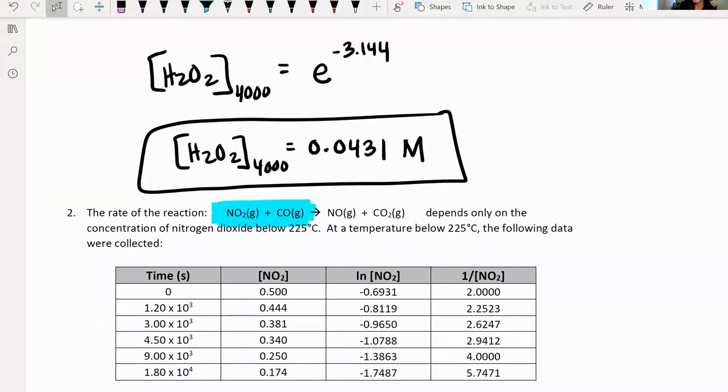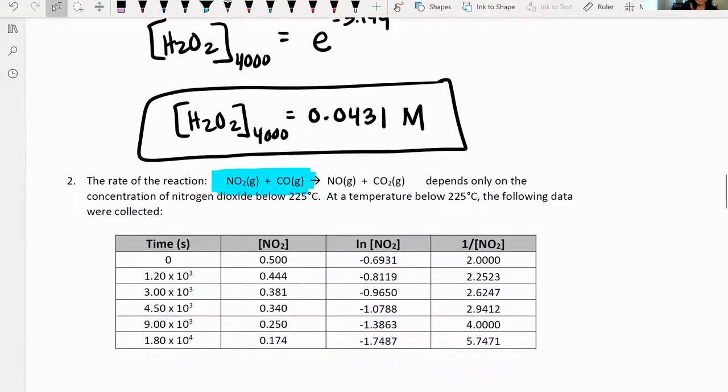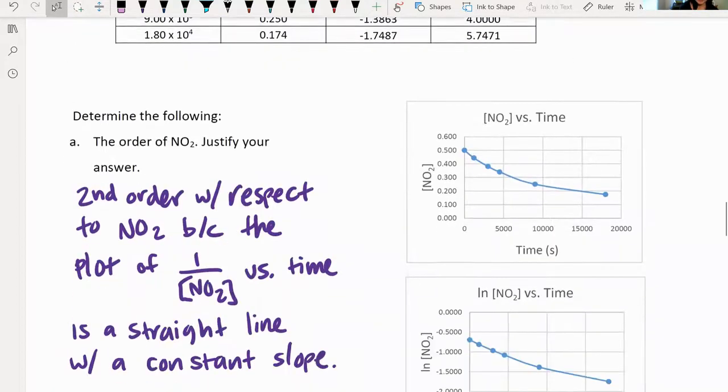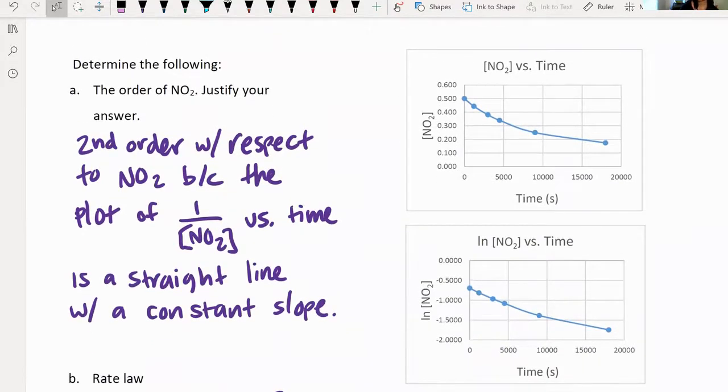The graph that produces the straight line is the one with the 1 over concentration, the reciprocal. That means it is second order with respect to NO2. So my answer for A would be, this is second order with respect to NO2, because the graph, or you can use the word the plot, of 1 over concentration versus time is a straight line with a constant slope. I've answered the question. I've justified my answer using the data presented to me in the question.